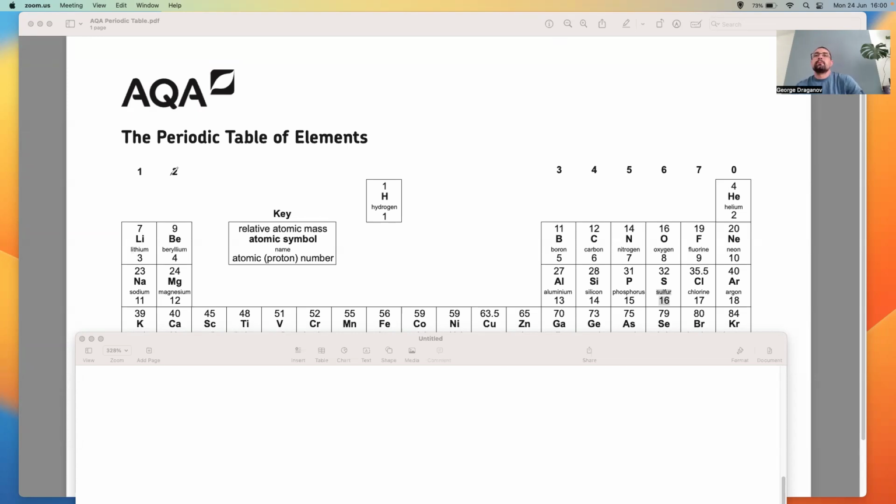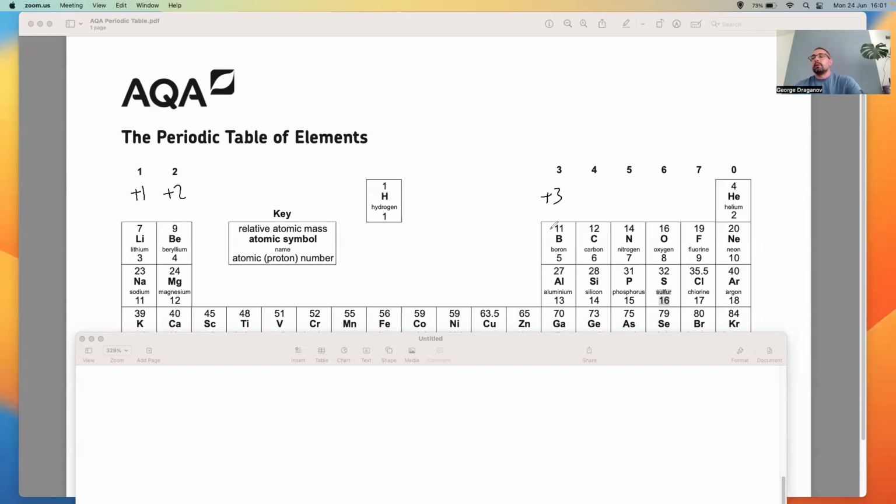So in group 1, they have 1 in the outer shell. So is it easier to lose 1 or gain 7? We've already discussed that for metals, losing is easier. So this will form a charge of +1. This will lose 2, so it'll be +2. The transition metals we don't need to worry about.